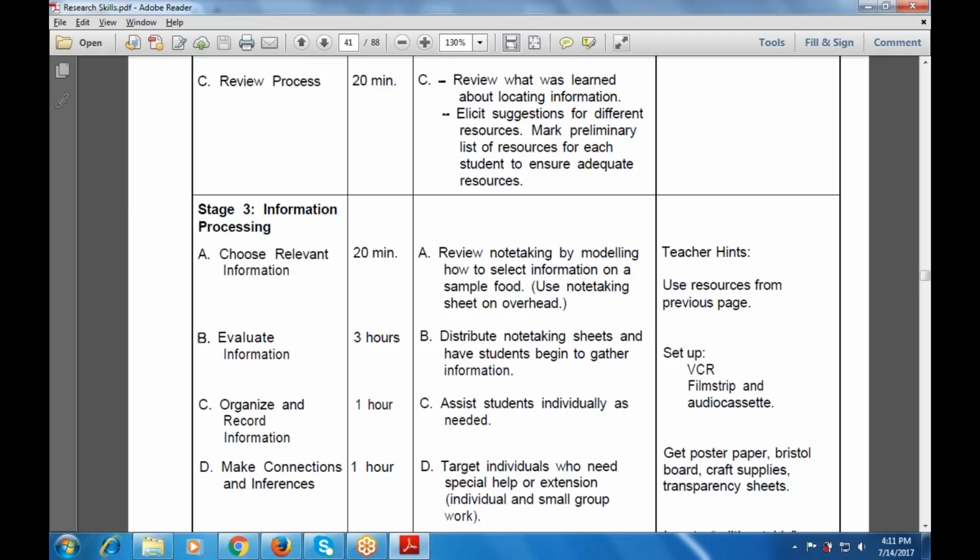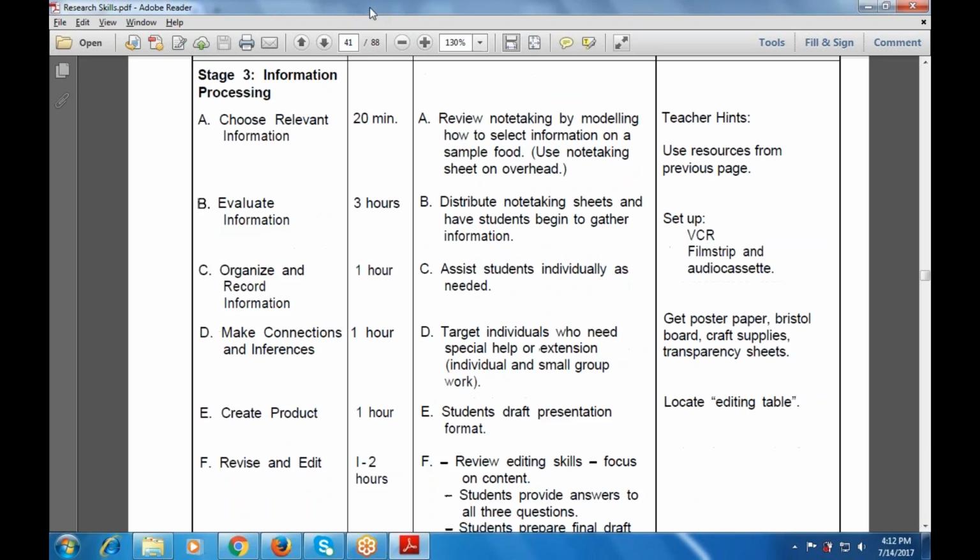Then make the connections and inferences. This also takes 1 hour. What are the various target individuals who need special help or extensions? That includes individual and small group work. Then create product, which also takes 1 hour. The students draft the presentation format. Then review and edit.